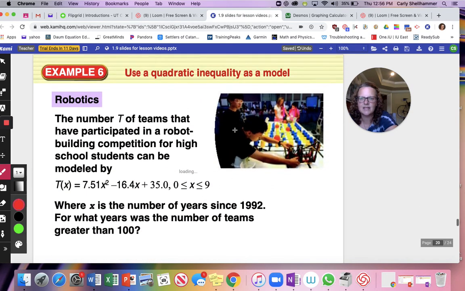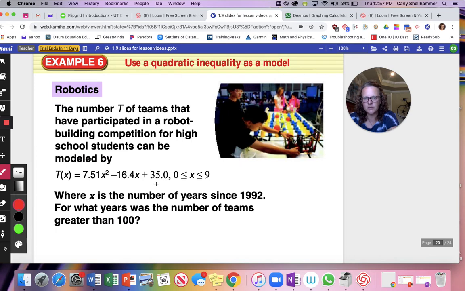And then example 6. So we have 2 more examples, 6 and 7, before we're done in the second part of lesson 9. Using a quadratic inequality as a model. The number T of teams that have participated in a robot building competition for high school students can be modeled by that really awesome equation, where X is the number of years since 1992. So when X equals 1, that's 1993. X equals 2, that's 1994. For what years was the number of teams greater than 100?